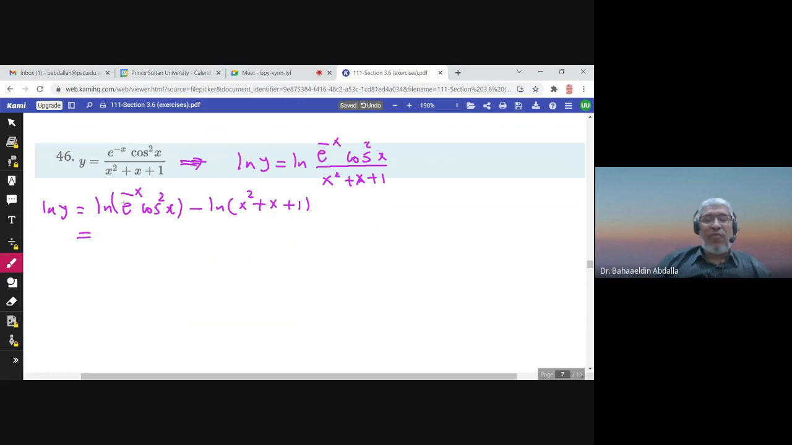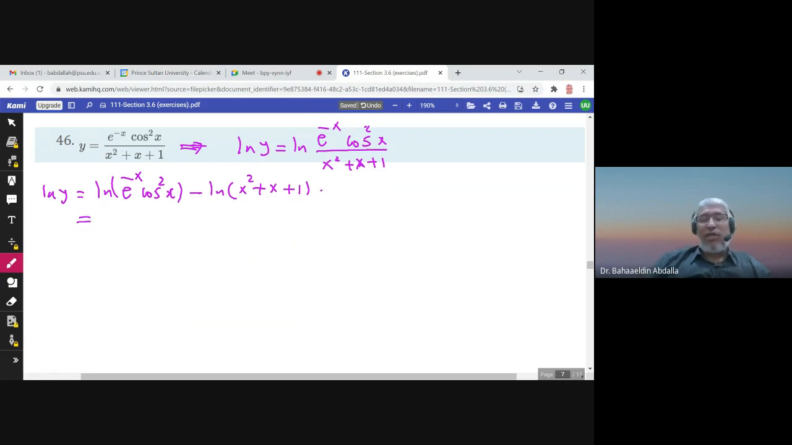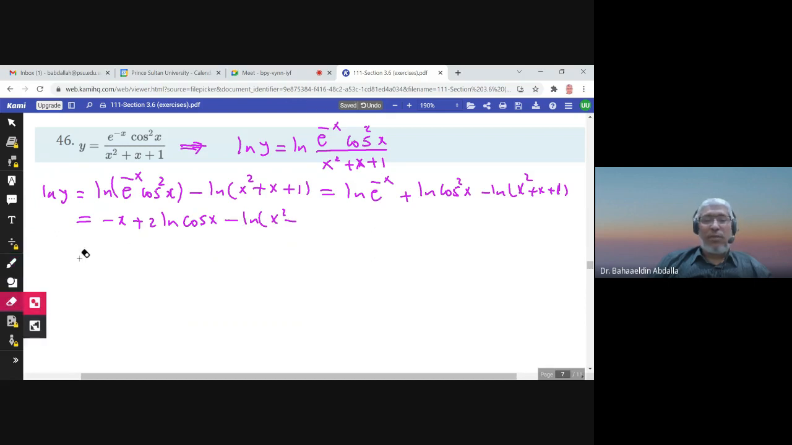And now here I have a product. So I can write it ln e to the power negative x plus ln cosine squared x minus ln (x squared plus x plus 1). And finally, this ln cancels e, so I'll have negative x, and I can bring the 2 outside, so I'll have 2 ln cosine x and then minus ln (x squared plus x plus 1).